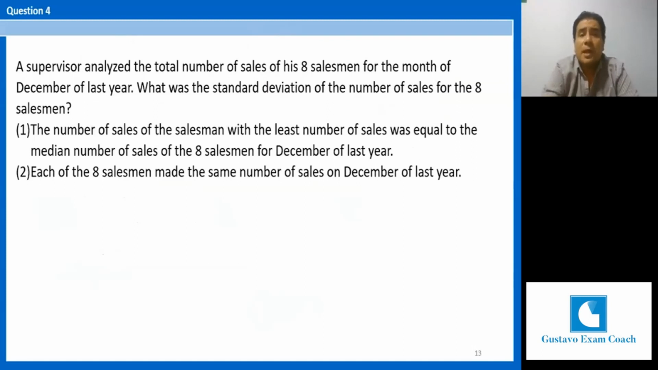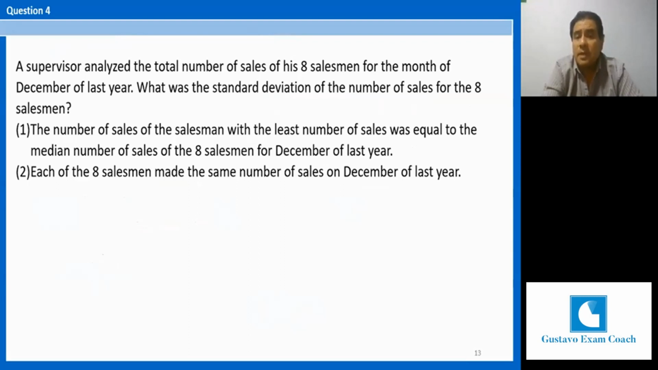A supervisor analyzed the total number of sales of his 8 salesmen for the month of December of last year. What was the standard deviation of the number of sales for the 8 salesmen? Okay, here we are told to calculate the standard deviation of 8 quantities, 8 numbers.